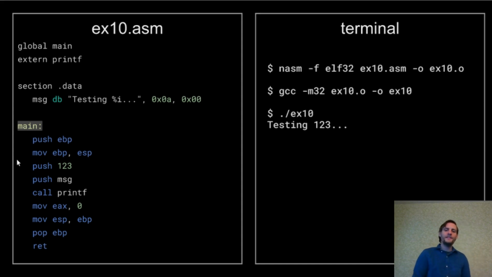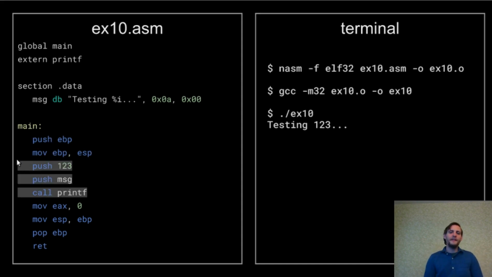Then we can create the label for our main function. Add a prologue, you should be familiar with this. Finally, we get to our function call. This is done by pushing our two arguments onto the stack and then calling printf. The arguments are pushed in reverse order, so in this example, we're calling printf with the message string as the first argument and the integer 123 as the second argument.